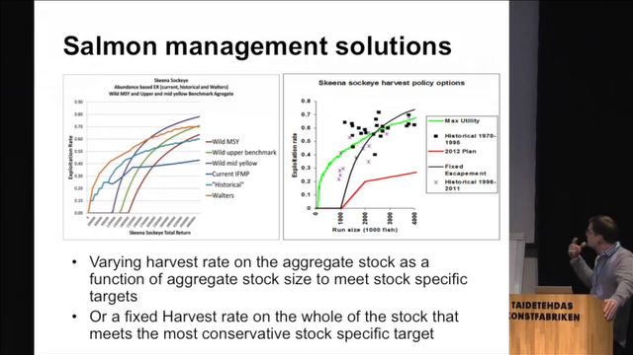And there's a variety of ways to do that, and these are just some examples of different methods that have been tested. And a third method that I don't have a graph of is just to use a fixed harvest rate on the whole stock. You find a harvest rate for the weakest stock, and you just apply that to the whole stock complex.